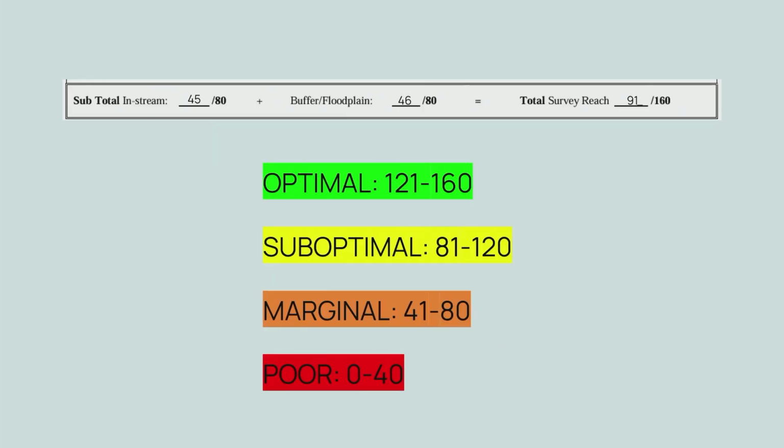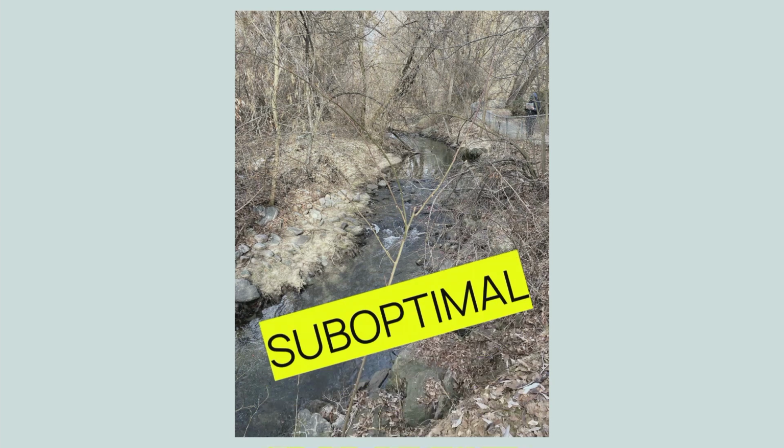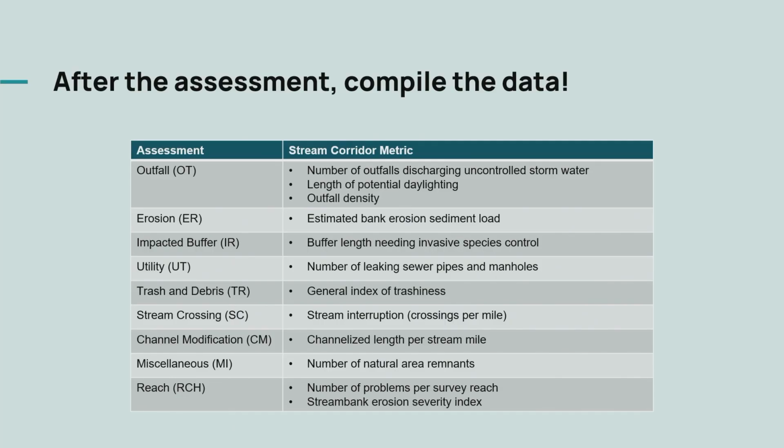So if we add up our stream condition score of 45 and our floodplain score of 46, we get 91 out of 160 points. So that means that the Lake Collins Park reach of Case Creek is suboptimal, which doesn't sound great, but it is the second best category.